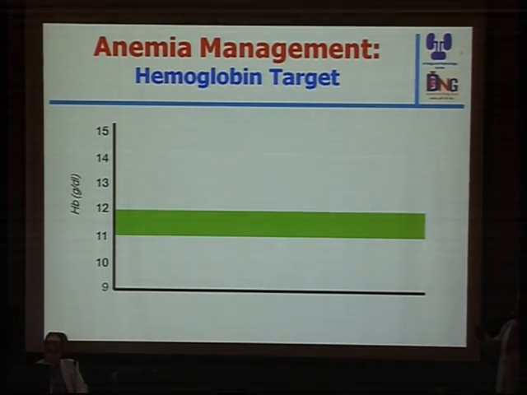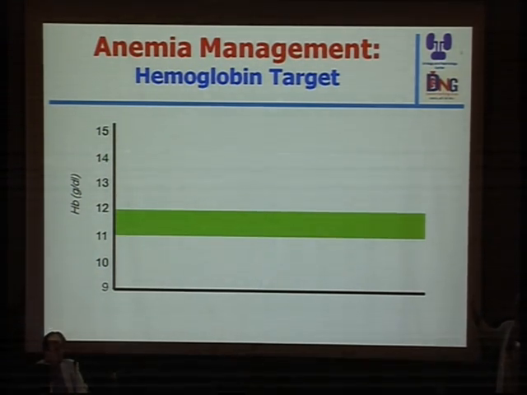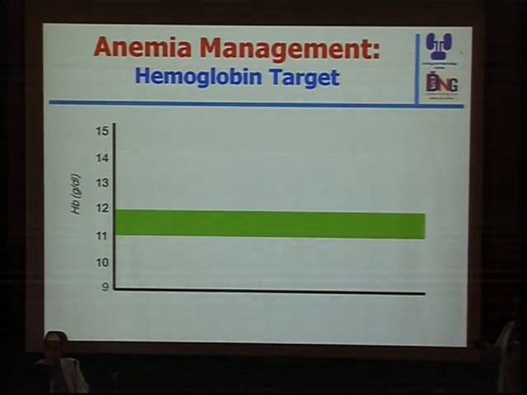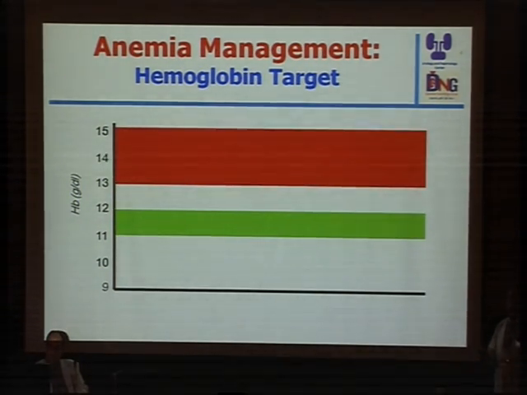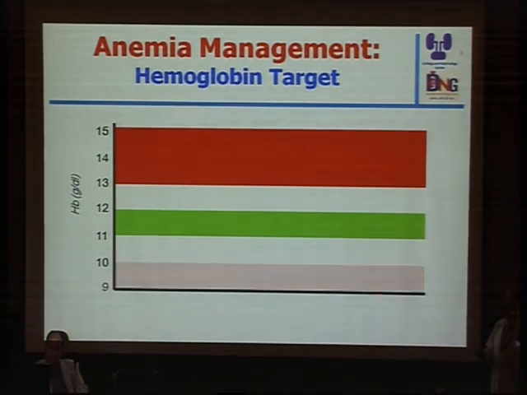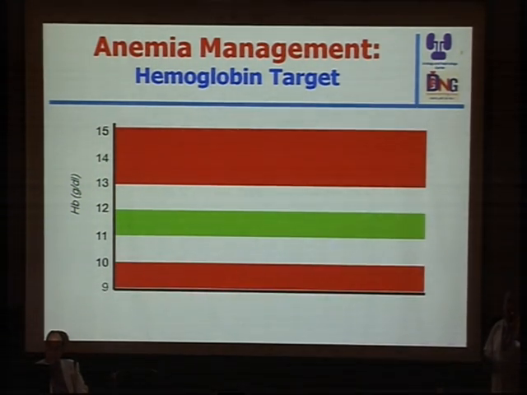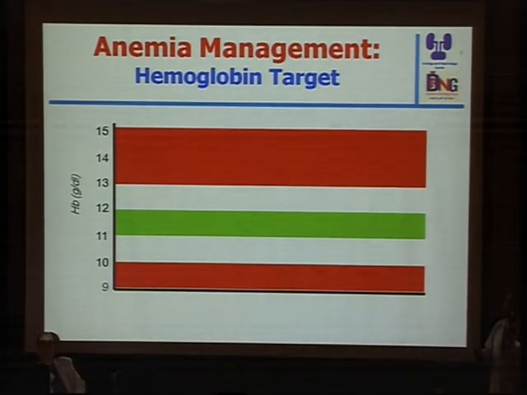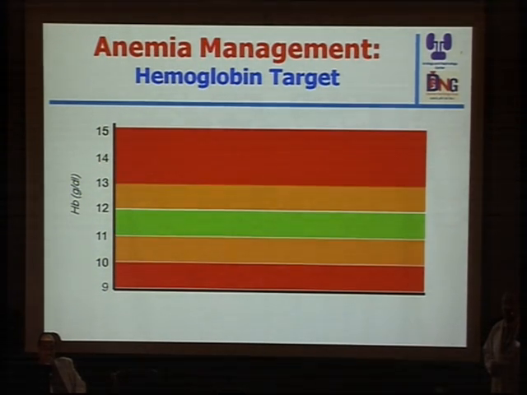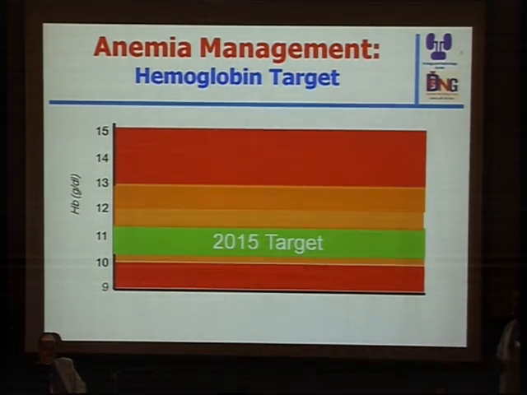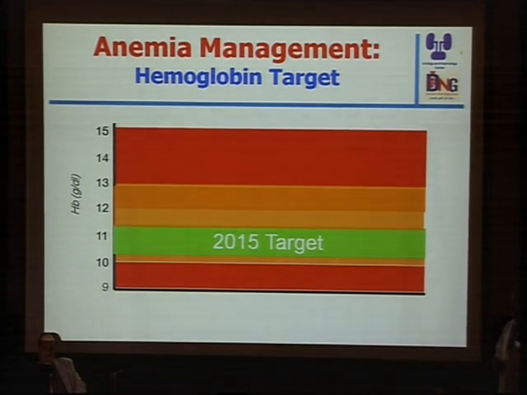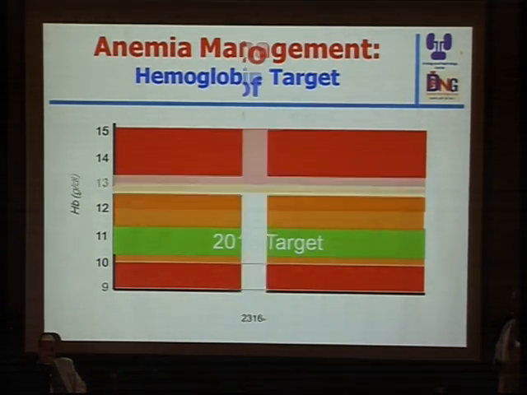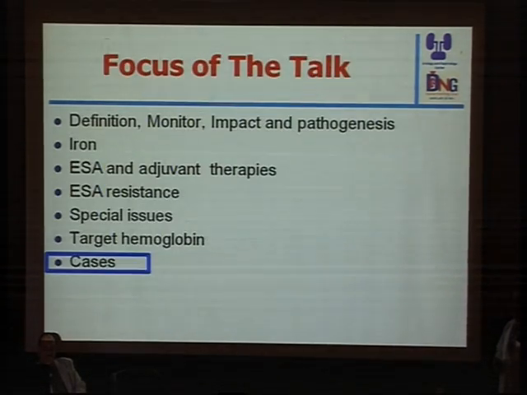So in the past, since this is 2014, the target hemoglobin was in the green area between 11.5 to 12.5. If it's above 13, it is red, harmful. And below 10, it is harmful. And the area between 10 to 11 or 12.5 to 13 is gray. Currently, the target is just a little bit lowered, from 10.5 to 11.5. This is the age.